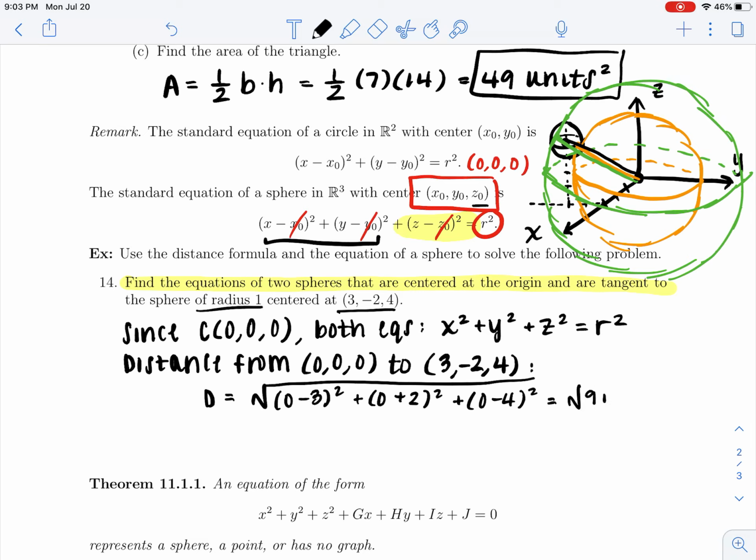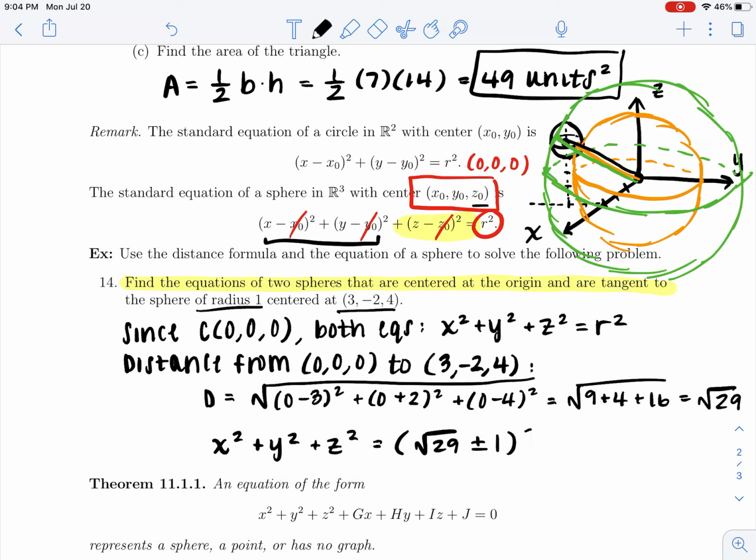And so that's the square root of 9 plus 4 plus 16. So that's the square root of 29. It's an ugly number, but it's a number nonetheless. And so for your smaller radius, you want to subtract 1 from that distance, and for your larger radius, you want to add 1. And so my final answer here for the two equations are x squared plus y squared plus z squared equals the quantity square root of 29 plus or minus 1.